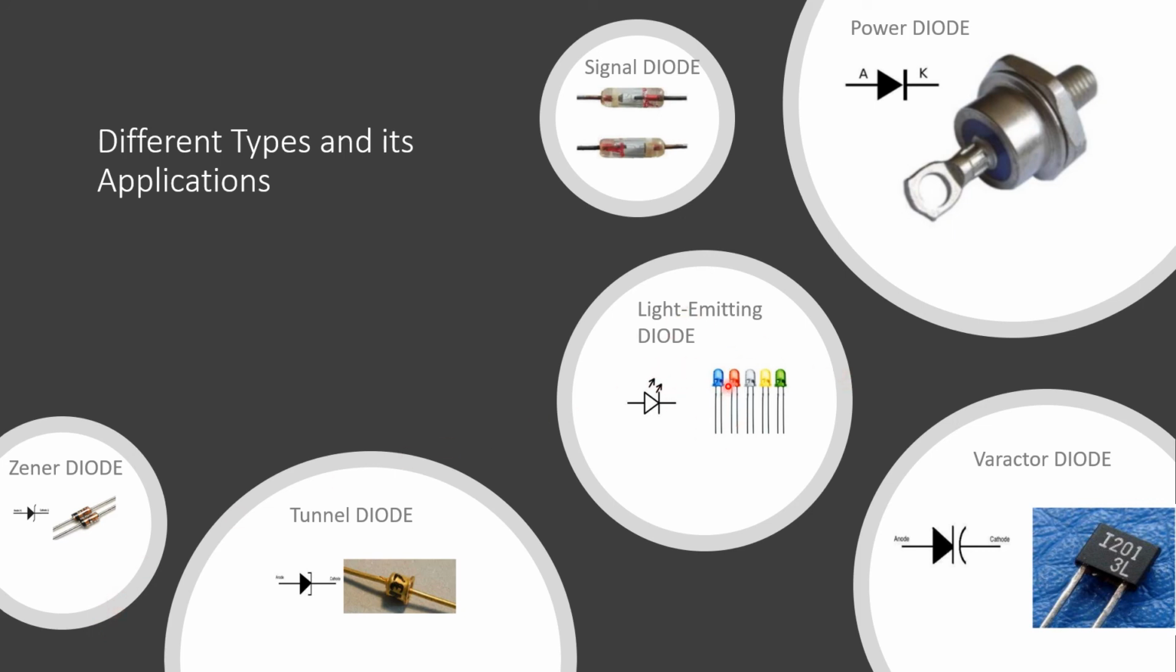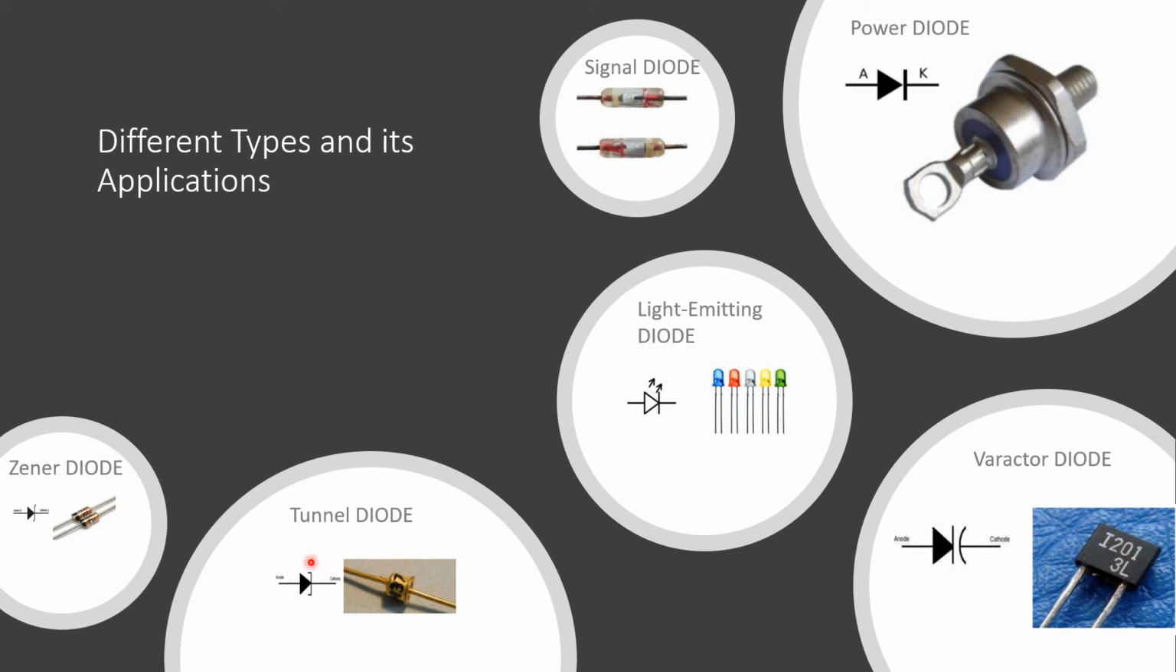For the LED, this is the light-emitting diode. An LED emits light when forward biased, and these LEDs are available for either infrared or visible light. Actually, the high-intensity LEDs are used in large screen displays, in traffic lights, automotive lighting, and home lighting.